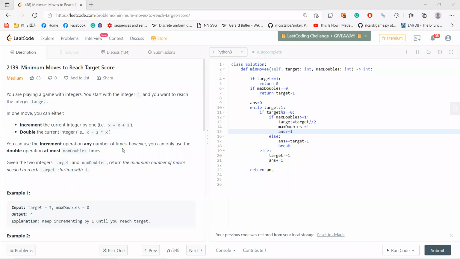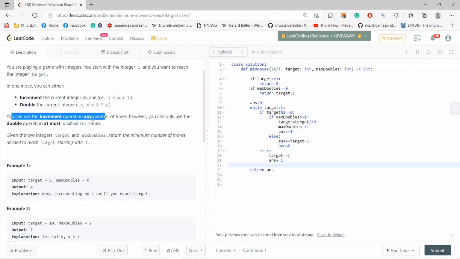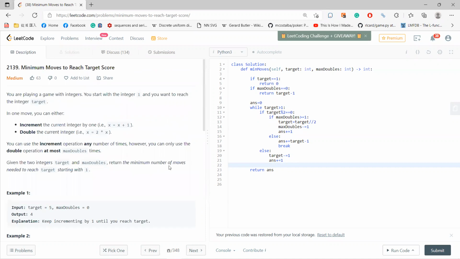Hey, what's up, guys? So for this question, I come up with my own solution. This problem is very interesting: you start with the integer 1 and you want to reach your target, and you can increment by 1 or double the current integer. You can use the increment operation any number of times. However, you can use double at most max double times. You return the minimum operations.